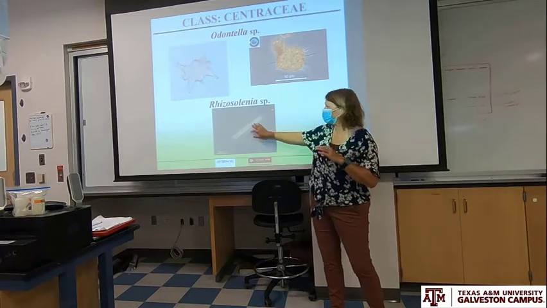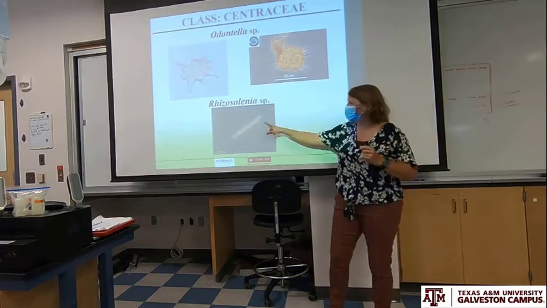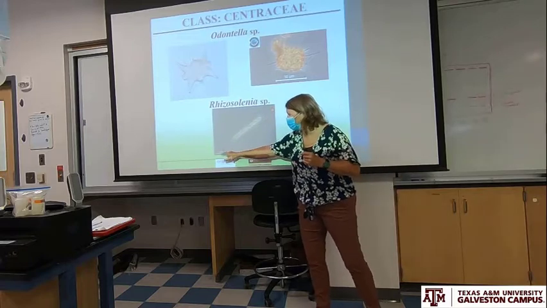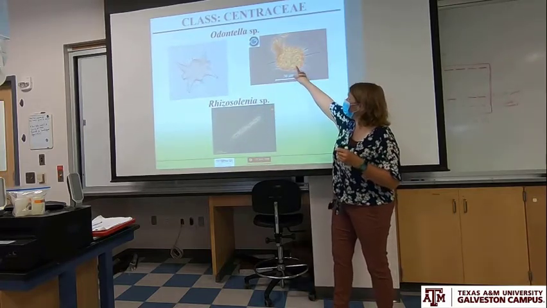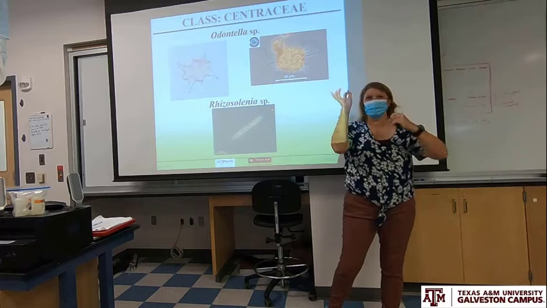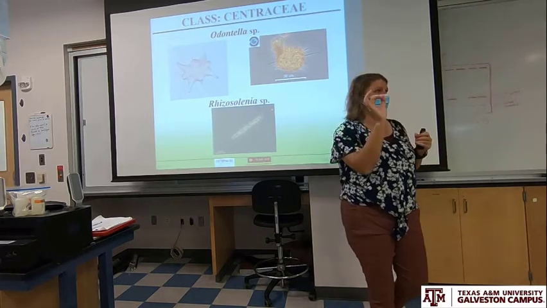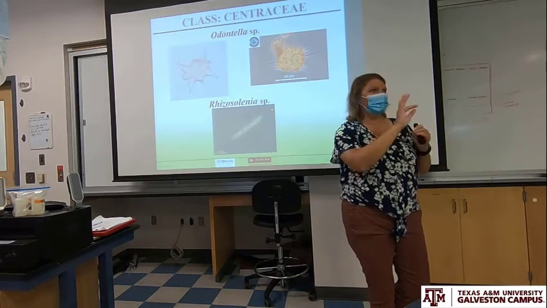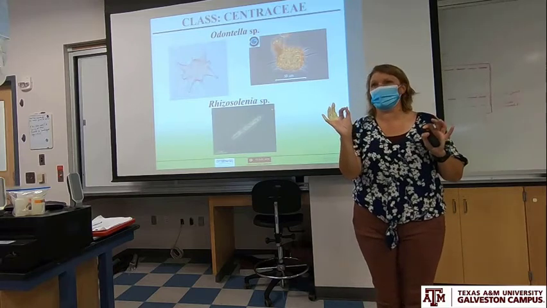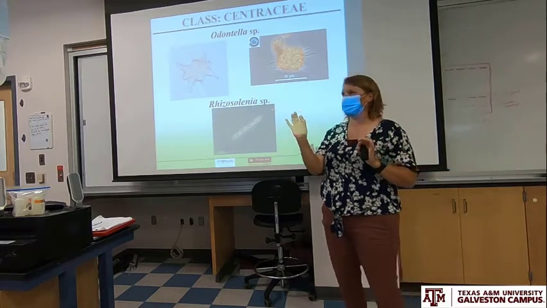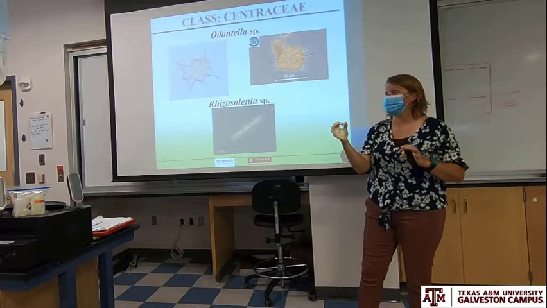Rhizoselenium, you may see some of those as well, very long and slender. And it also has these little spines that protrude from the ends. All of these little brownish yellow dots that you see, those are all individual chloroplasts. So you can have multiple chloroplasts per cell, and you have photosynthesis taking place within each of those chloroplasts.